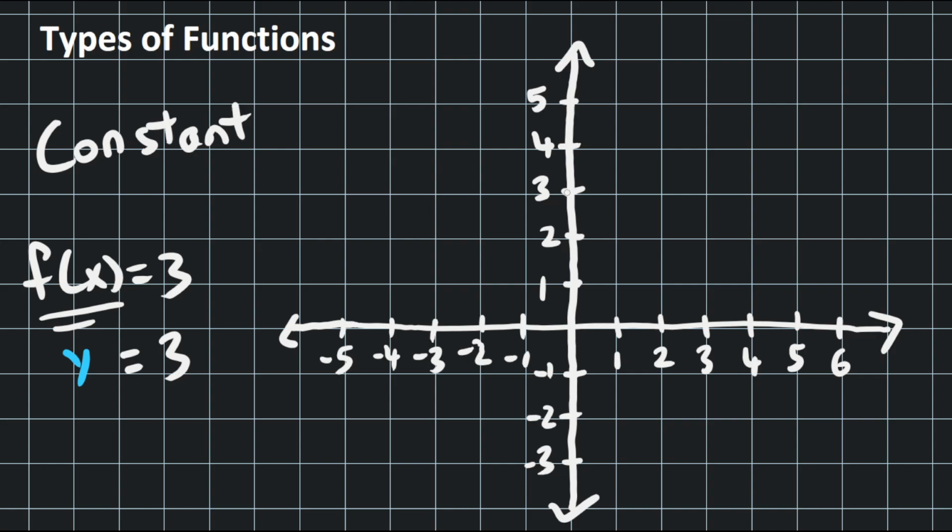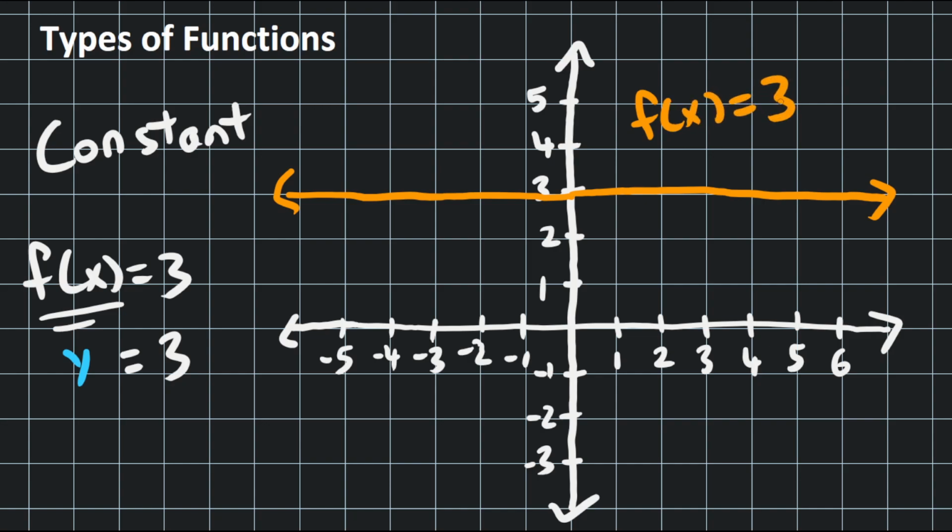We're going to start on the y-axis at y equals 3, and we are going to draw a horizontal line. Let me just do a better job of drawing that line, make it as straight as possible. And it is going to be a horizontal line at y equals 3. And there we go, we have graphed our constant function, f of x equals 3.